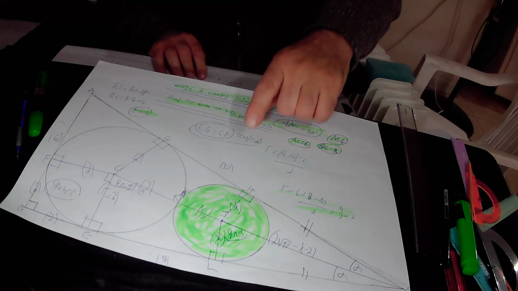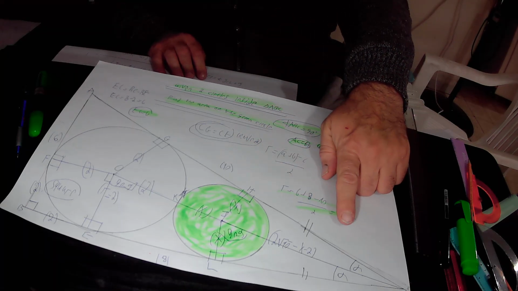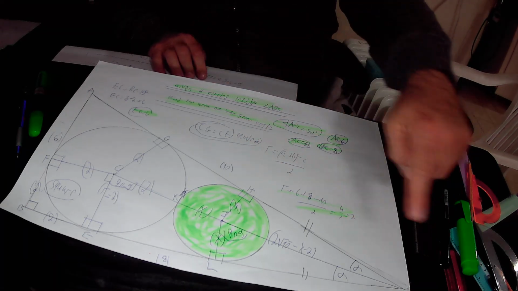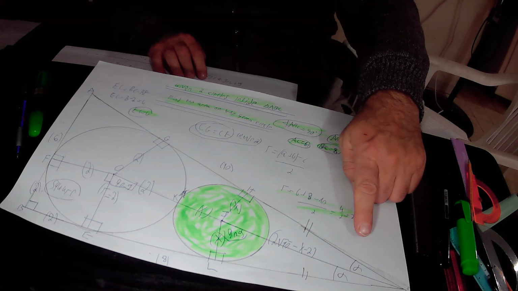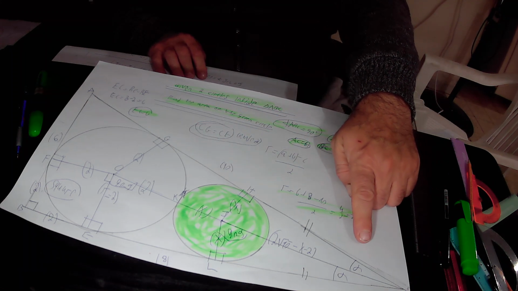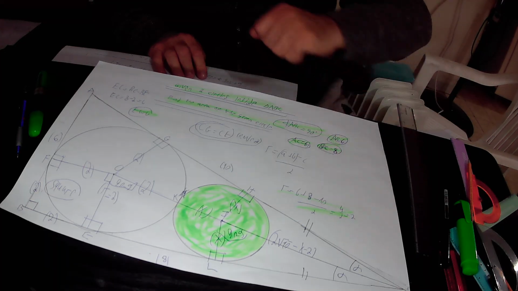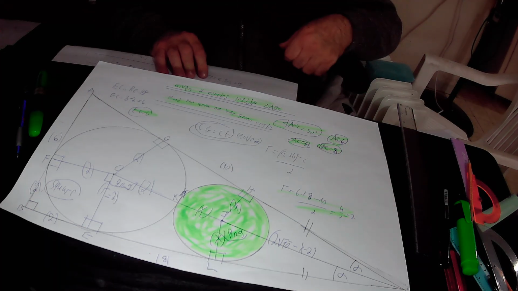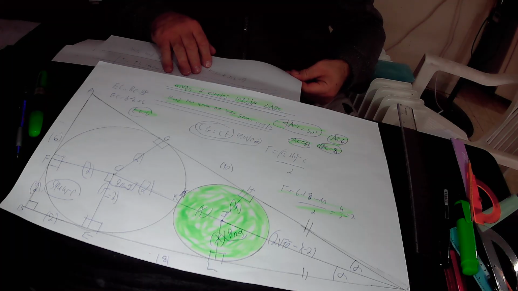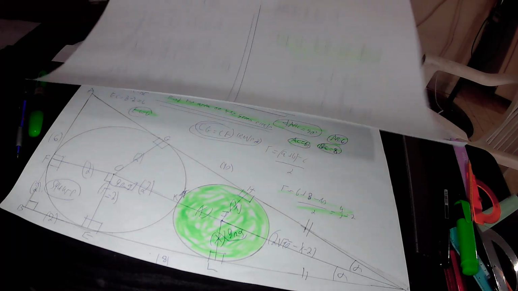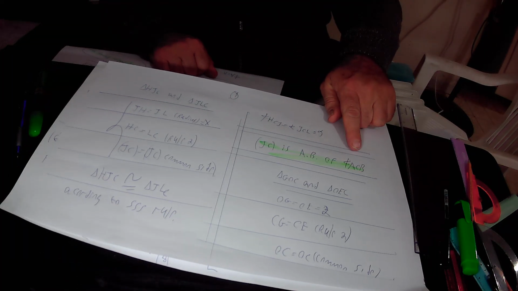So in total, we found out that JC is the angle bisector of angle ACB. Again, JC is the angle bisector of angle ACB because it bisects this angle into two angles, each of them alpha. So in total, we found out that JC is the angle bisector of angle ACB.